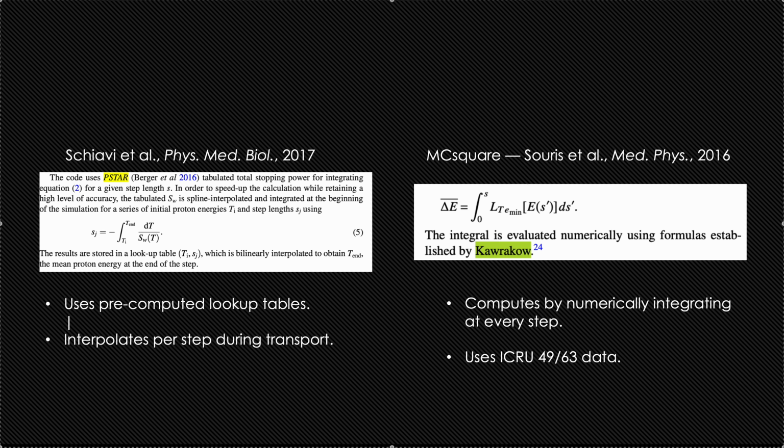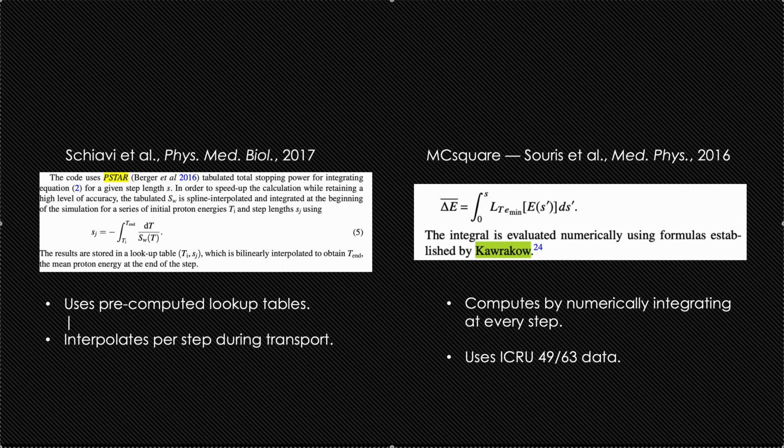And when Fred is running the transport, it just interpolates from those tables, takes the values from those tables, which is quite accurate, but not as accurate as MC square, which is quite faithful to the physics. It numerically integrates at every step during the transport using this Kaura cow method. I hope I know I'm mispronouncing the name. I'm sorry, but yeah, using the integrated, that's how they find the stopping power, or how much energy gets lost.